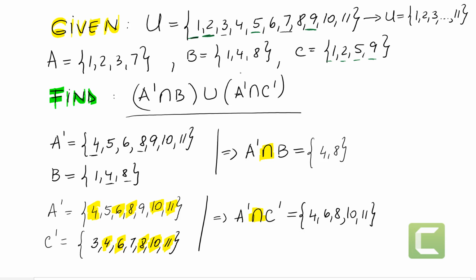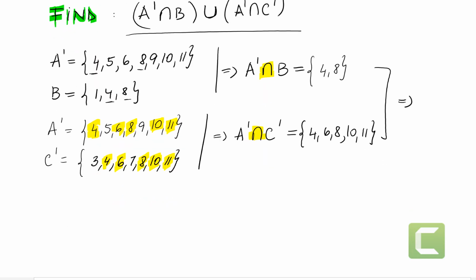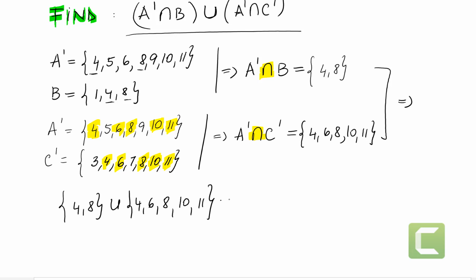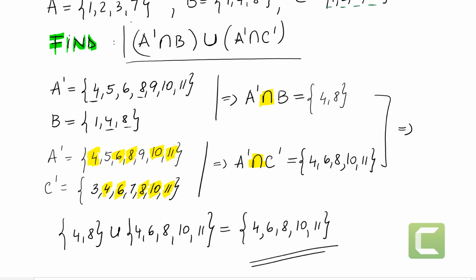But the problem that we had to do was to find the union of these two sets that we found. So 4, 8 union with 4, 6, 8, 10, and 11 means put everything together, but of course written once. I have 4, 4, I'm just going to put just 4, and then 6, 8, 10, and 11. This is the answer to this problem. I hope it helps.